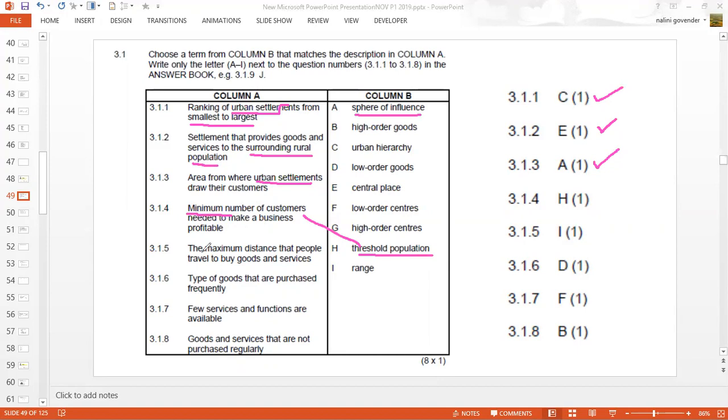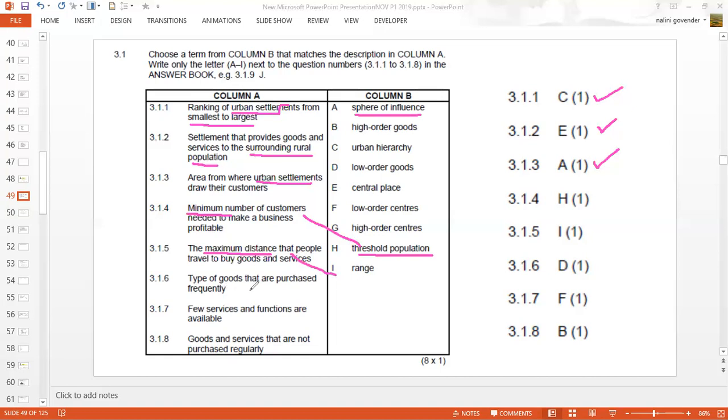The next question talks about the maximum distance traveled to purchase certain goods or to acquire certain services. As you know, the distance traveled will influence your transportation cost. And the further you travel, the greater your transportation cost would be. Therefore, there are some items of goods that you will not travel too far to acquire. But the maximum distance you will travel to purchase a certain item is going to be referred to as its range.